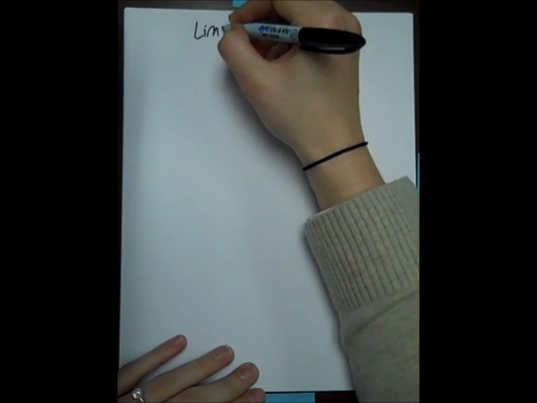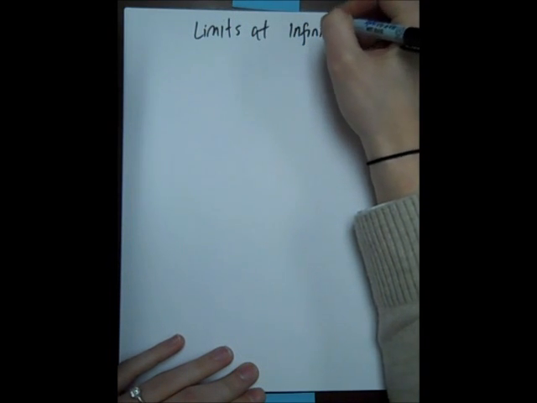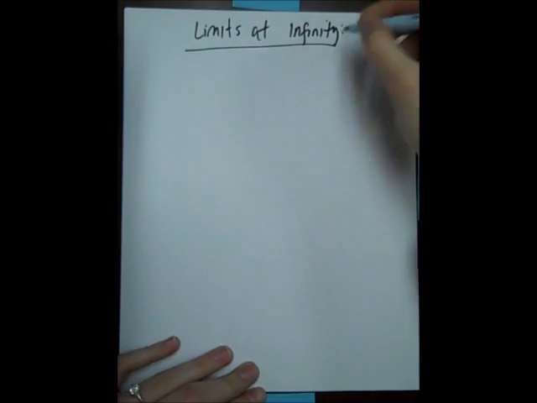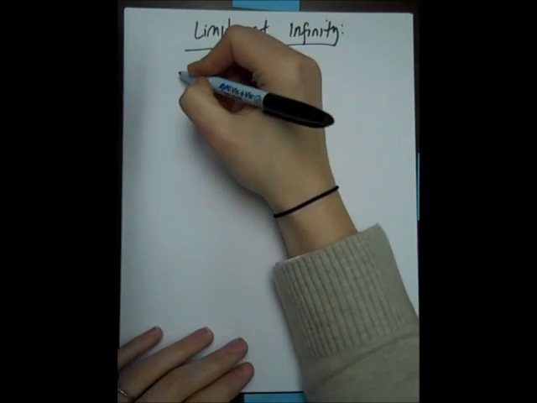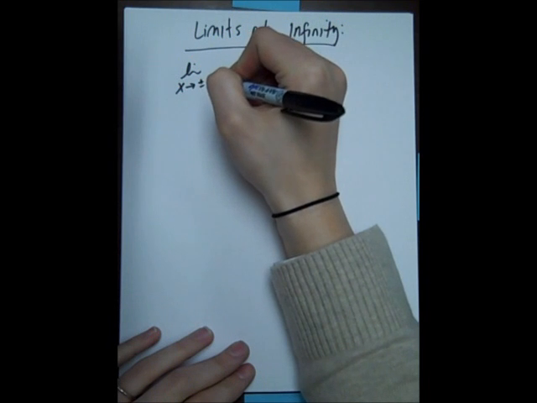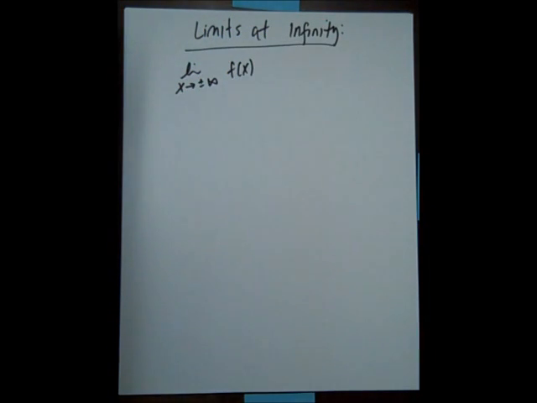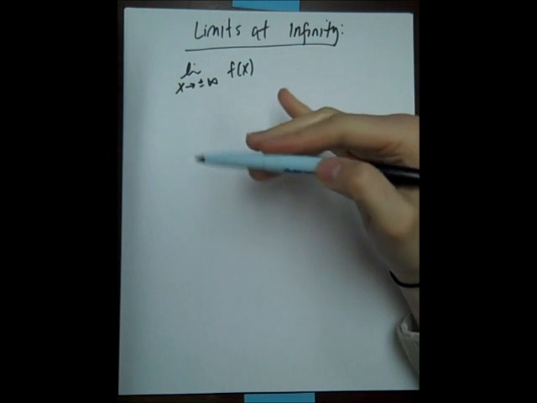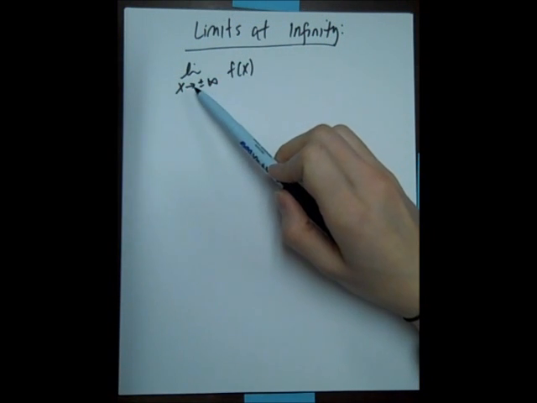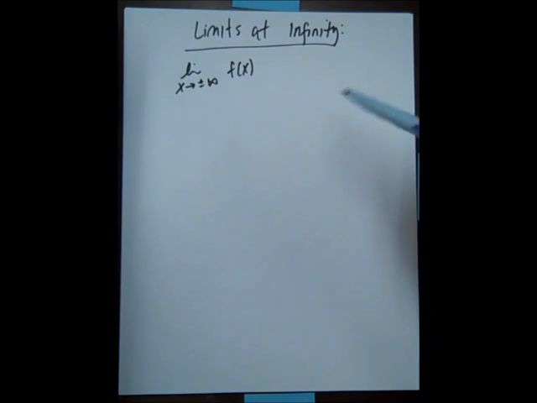So this is limits at infinity. So what do we mean by limits at infinity? Now, instead of looking at x approaching a number, we're going to look at what happens when x approaches infinity of a function. That's what we mean by saying a limit at infinity. So instead of looking at x approaching a number, which is what we've done this whole time, what happens as x grows without bound, or what happens when x shrinks without bound?